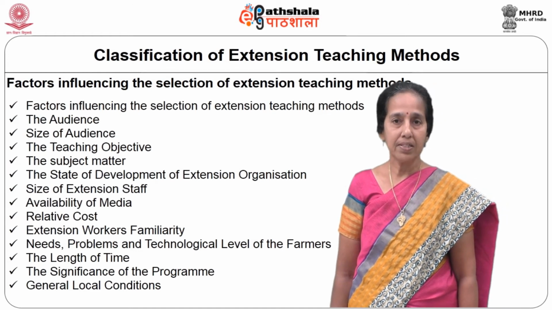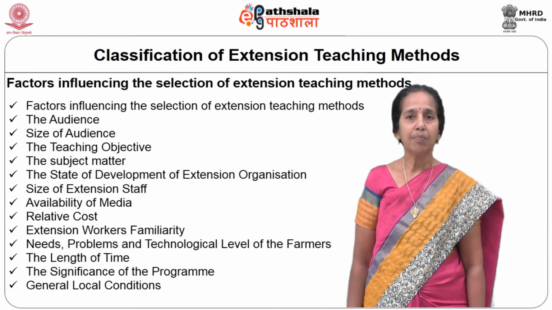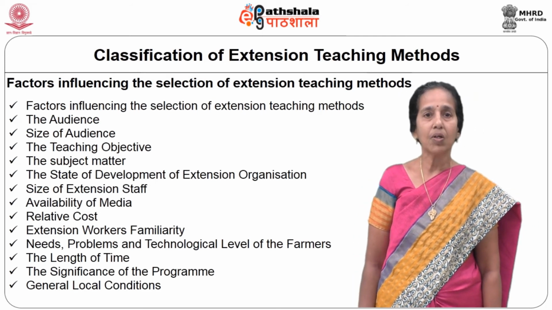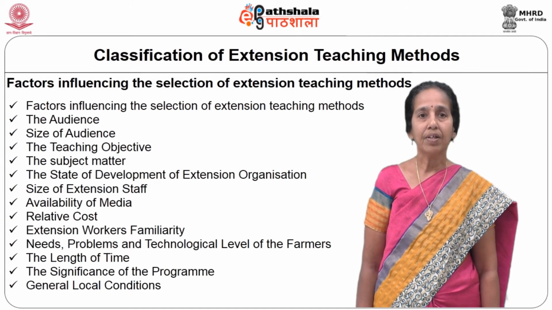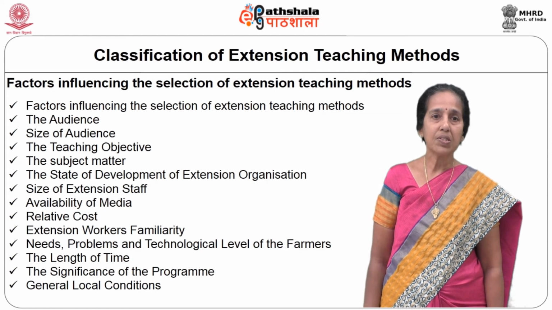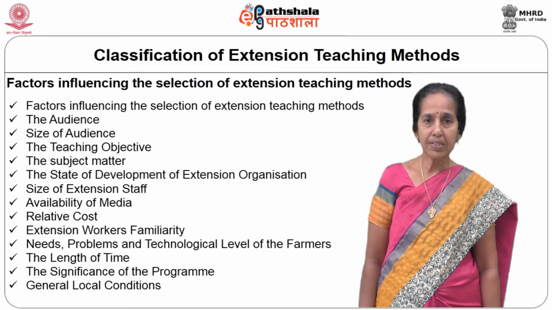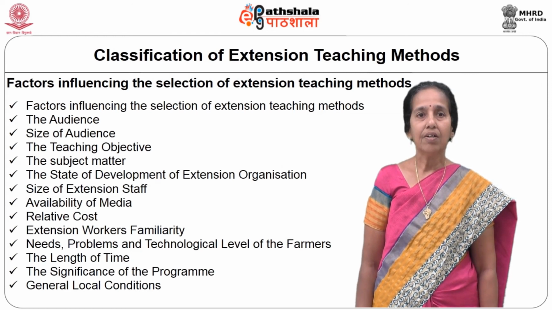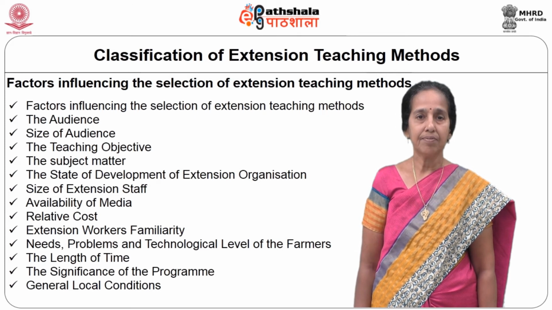Number 1, the audience. People differ greatly in the knowledge, attitude, skills, their positions in the diffusion process and in the adopter categories, their education level, age, income level, social status, religious belief, etc. These differences influence the teaching approaches. For example, personal visits may be selected for illiterates, whereas for the highly educated, written materials have to be selected.